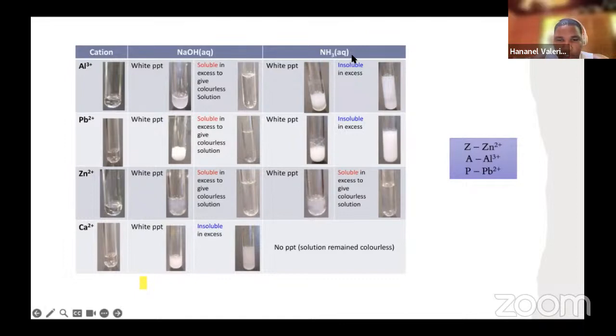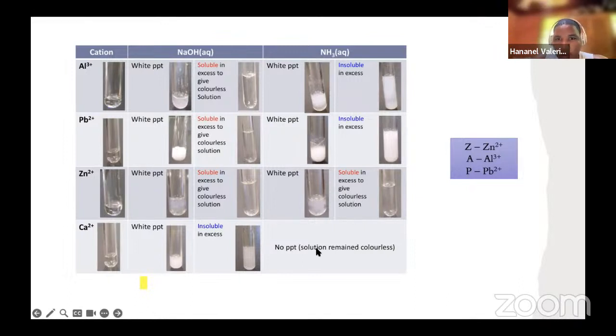So that's why we have to go to the second test, being the ammonia test. So the white precipitates would remain insoluble in excess for aluminum. It would remain insoluble in excess for lead. And for zinc now, it will be soluble in excess to give a colorless solution. So we can eliminate zinc on the second test. So we'll talk a little about how we will determine the difference between aluminum and lead very soon.